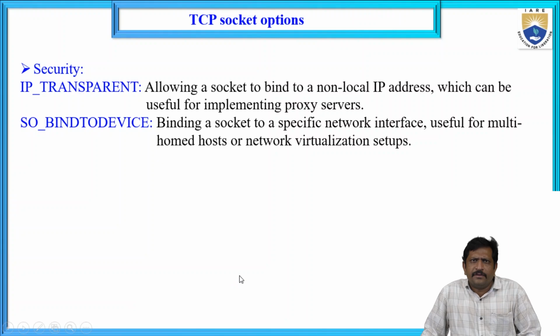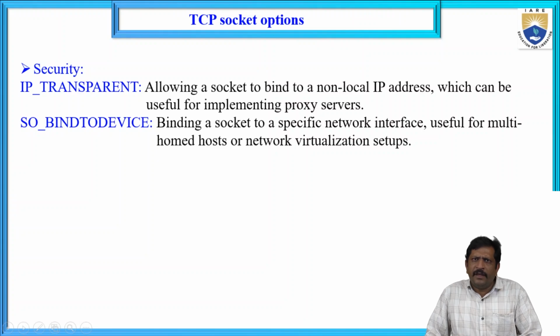And security. Here, the IP transparent option allows a socket to bind to a non-local IP address, which can be useful for implementing proxy servers, and socket bind to device.